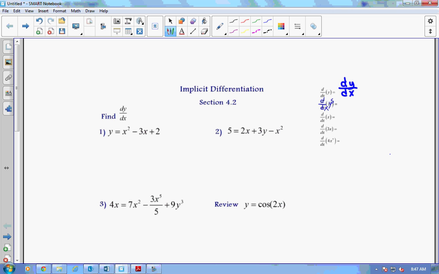Getting warmer. For the polynomial y to the 5th, we bring the power down, right? 5y to the 4th. This is actually ends up being chain rule, dy dx. Why is it chain rule? Why is y to the 5th a chain rule?